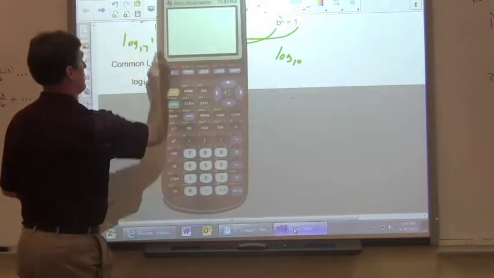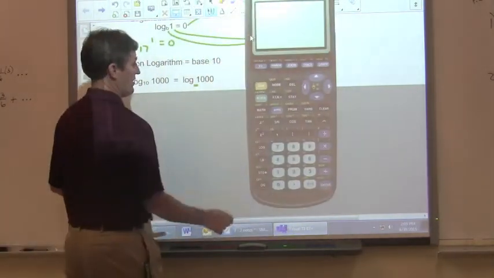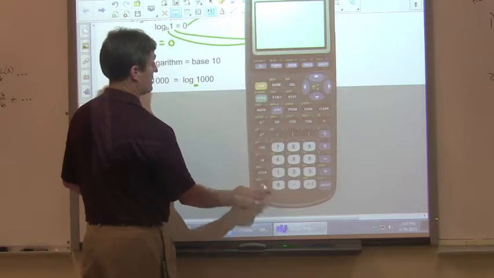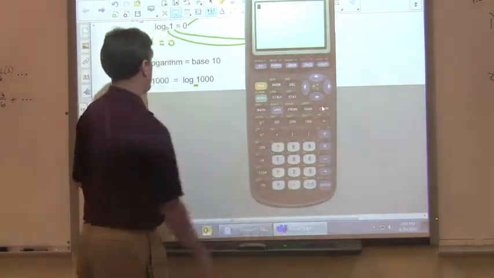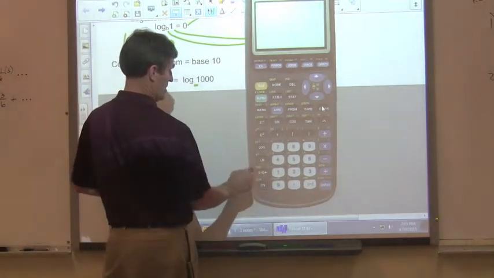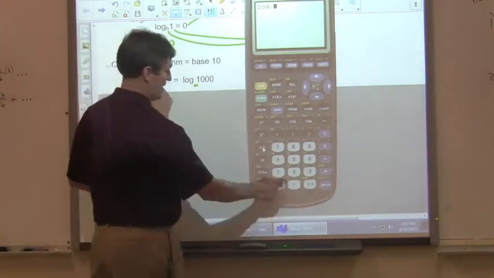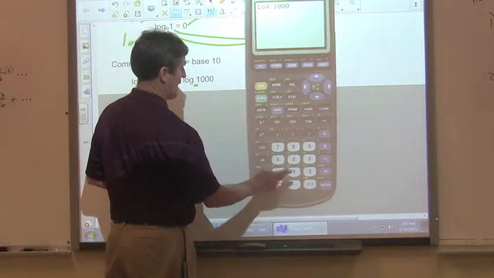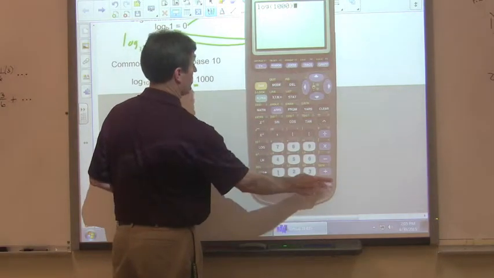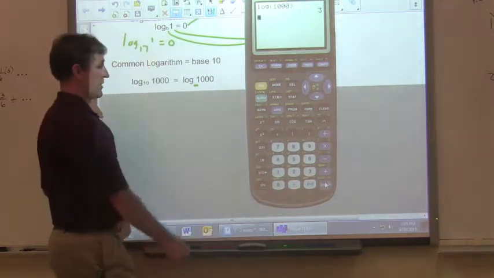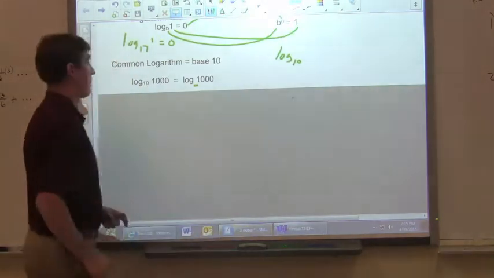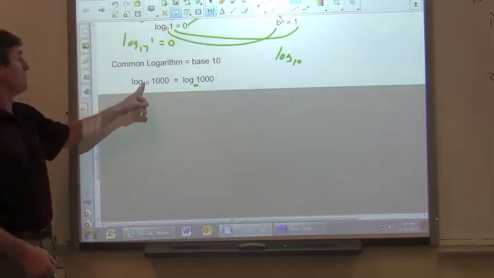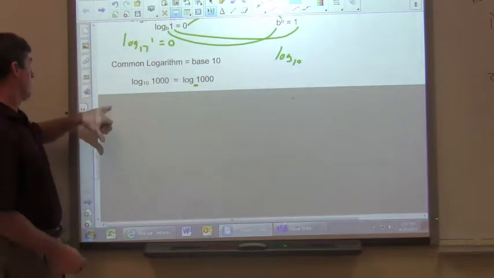If I wanted, I can just go to the calculator and clear that, and do log. So I hit the log button and then enter the number. So I can just do base 10 on the calculator, and it's 3. All right? So, base 10, we just don't need to put a base down.